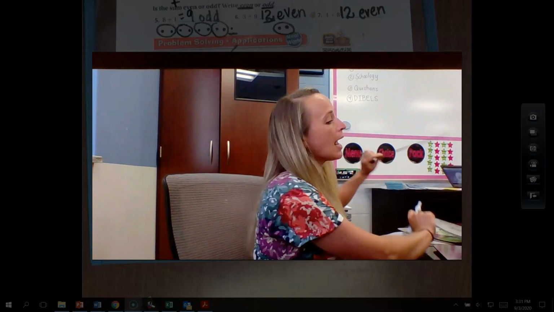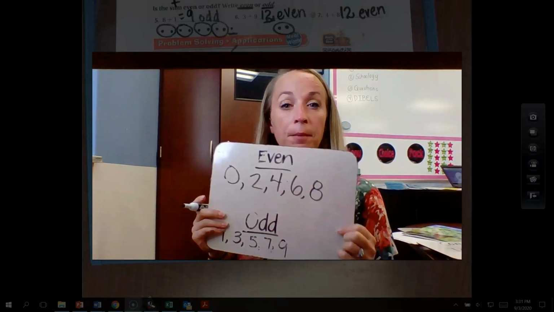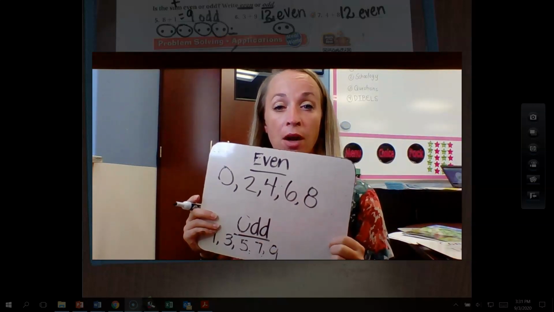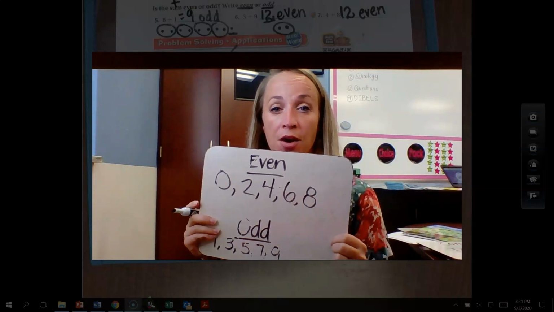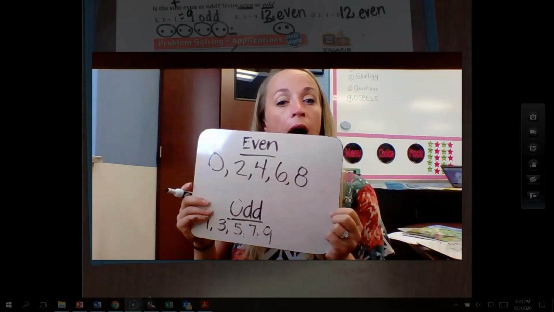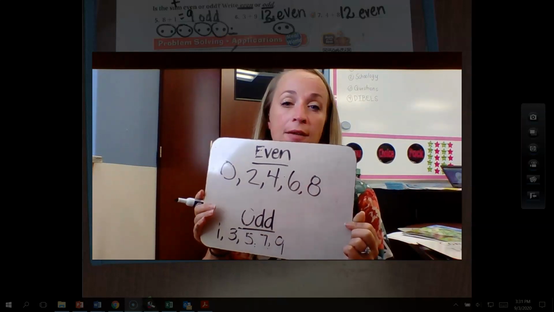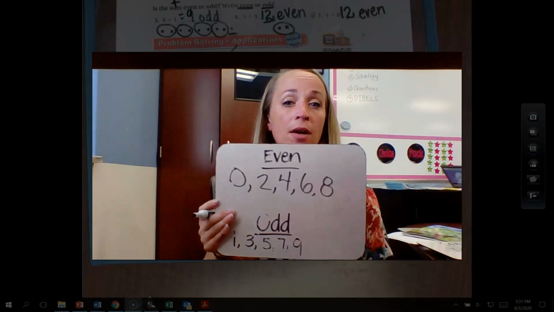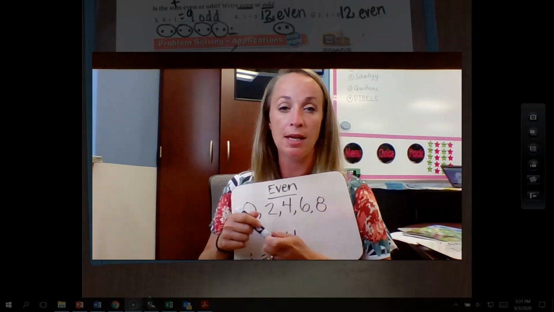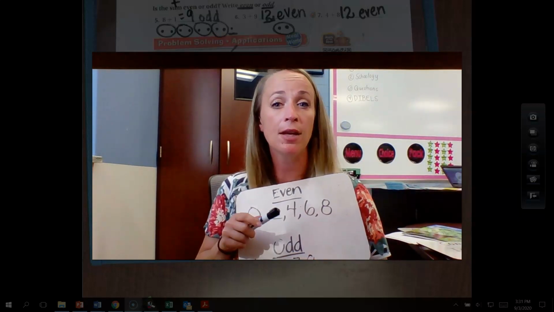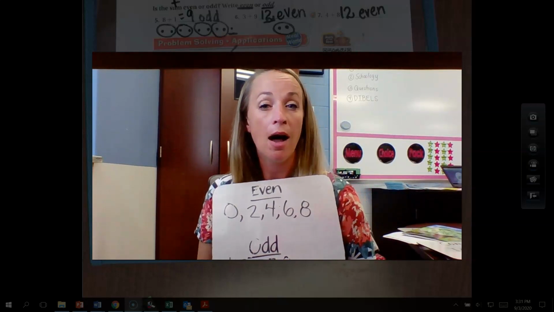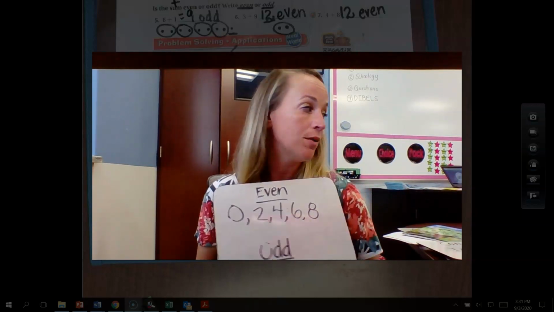We also learned today about even and odd numbers. Even numbers are numbers we can count with starting at 0, counting by 2s. Odd numbers are the numbers in between, 1, 3, 5, 7, and 9. We also learned we could draw dots to find even and odd numbers. Even numbers have buddies. Odd numbers have an odd man out.